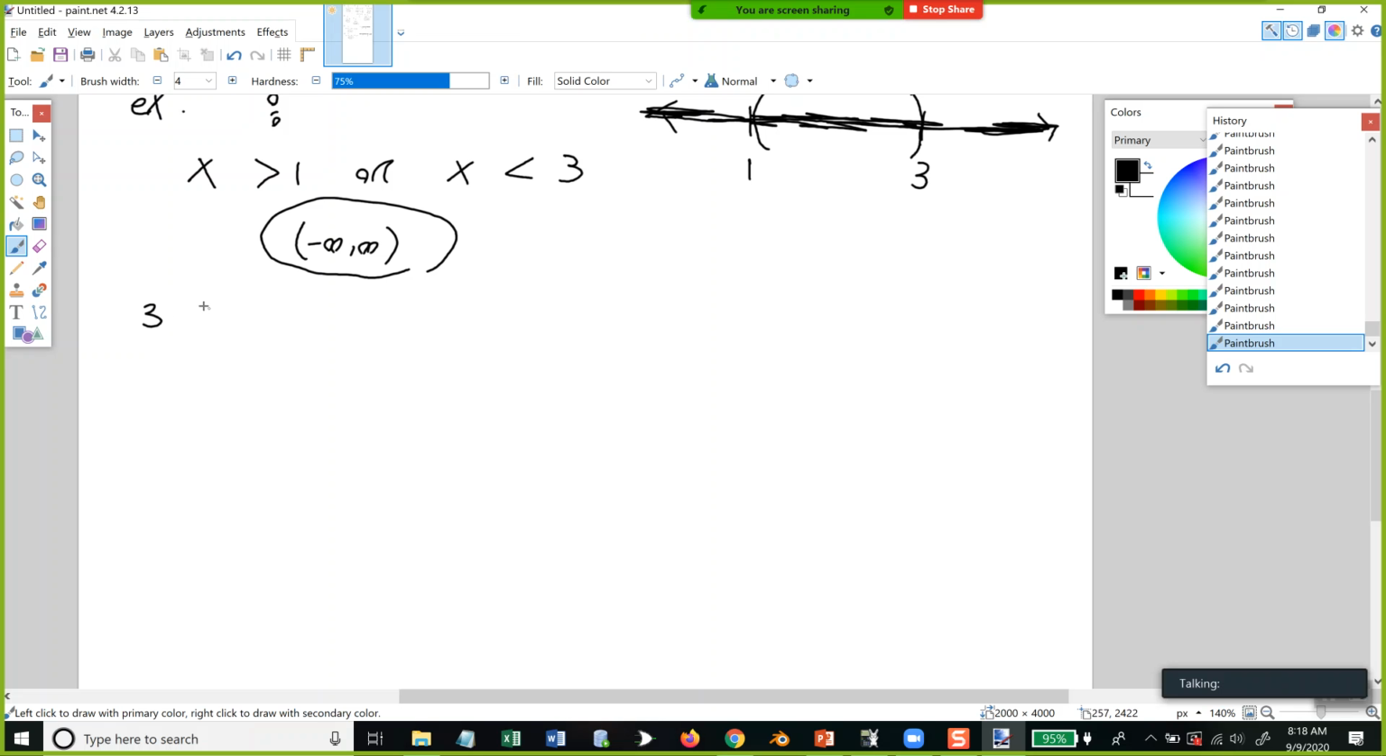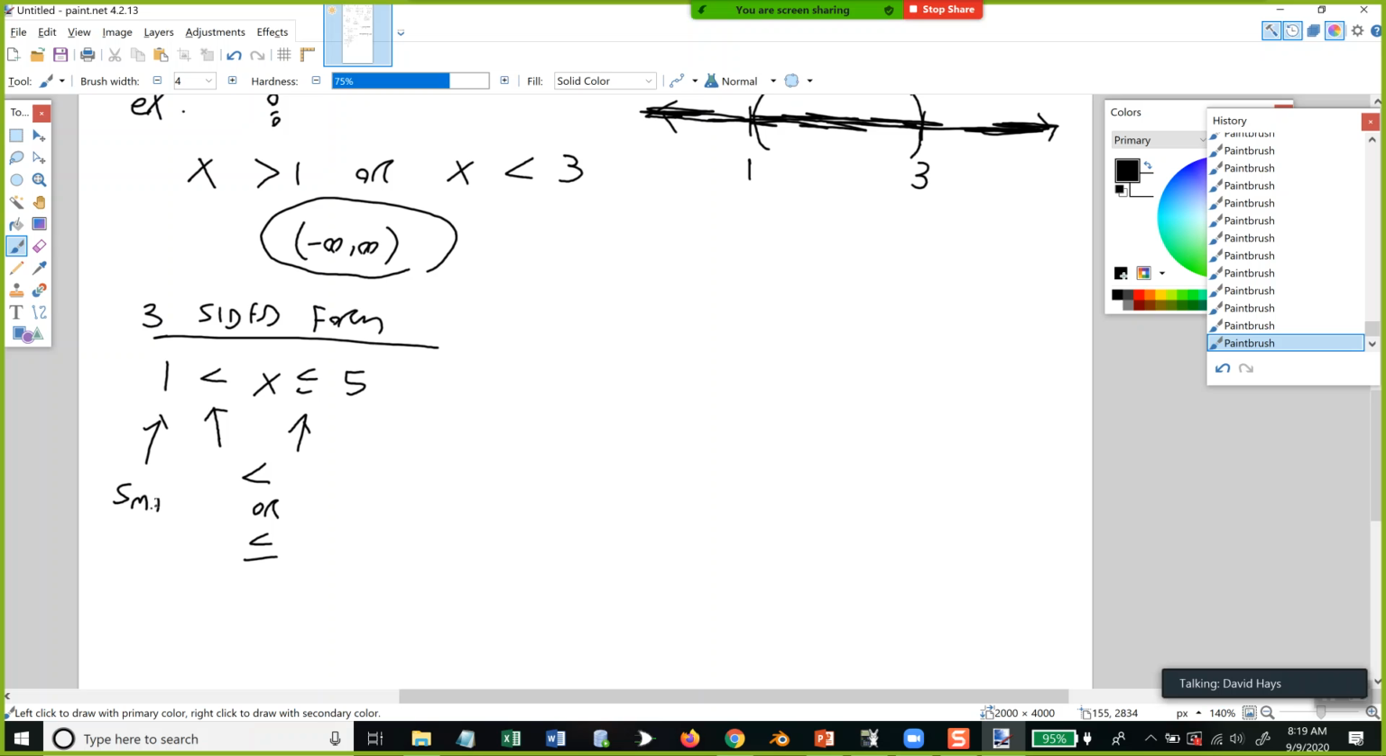Now our three-sided form looks like this example: 1 is less than x is less than or equal to 5. The symbols here have to be less thans or less than or equal to. Can't be greater than. Your smaller number is right here. Your larger number is always on this side.